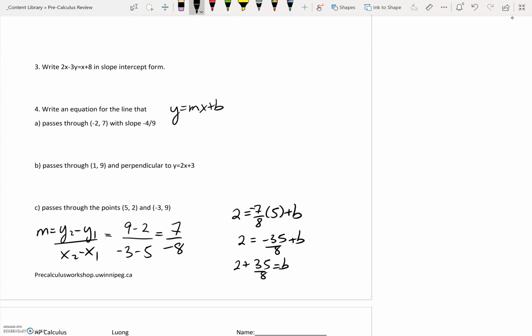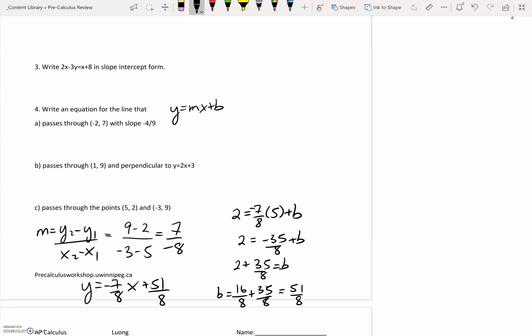So I need a common denominator. Multiply this 2 by 8 and the denominator by 8. So you get 16 over 8 plus 35 over 8. And this is going to be 51 over 8. So that's our b. So in our final format, it'll be y is equal to -7 over 8 x plus 51 over 8.